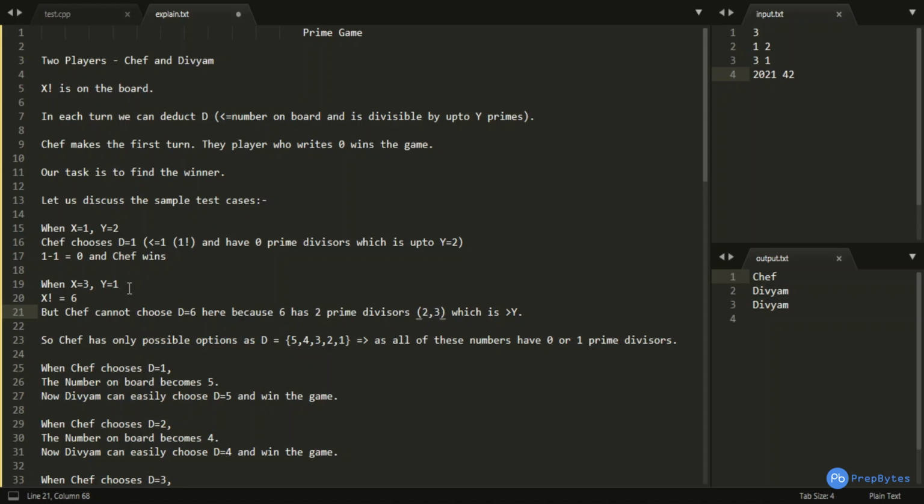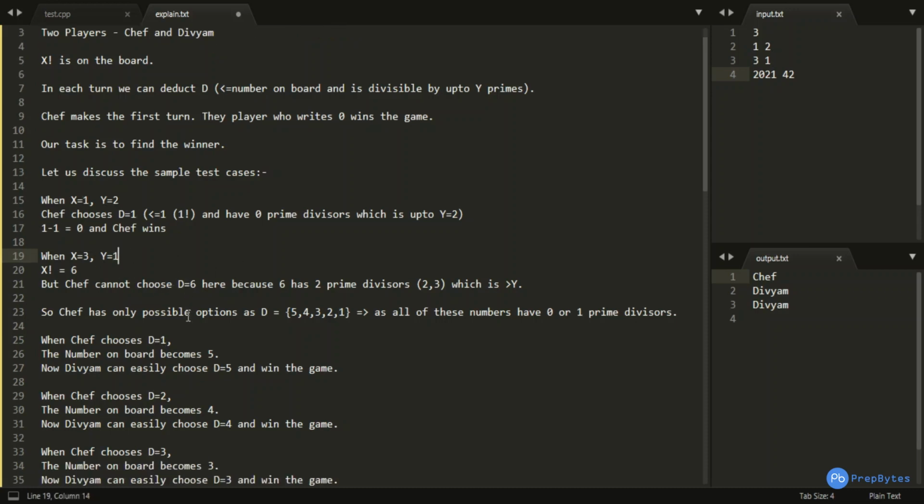But my chef can choose only those d's in which the total number of prime divisors for that particular d is less than or equal to y, right? But this is not the case, so chef cannot choose 6 over here. So the only possible options for my chef, which are less than or equal to the number written on the board, are 5, 4, 3, 2, or 1.